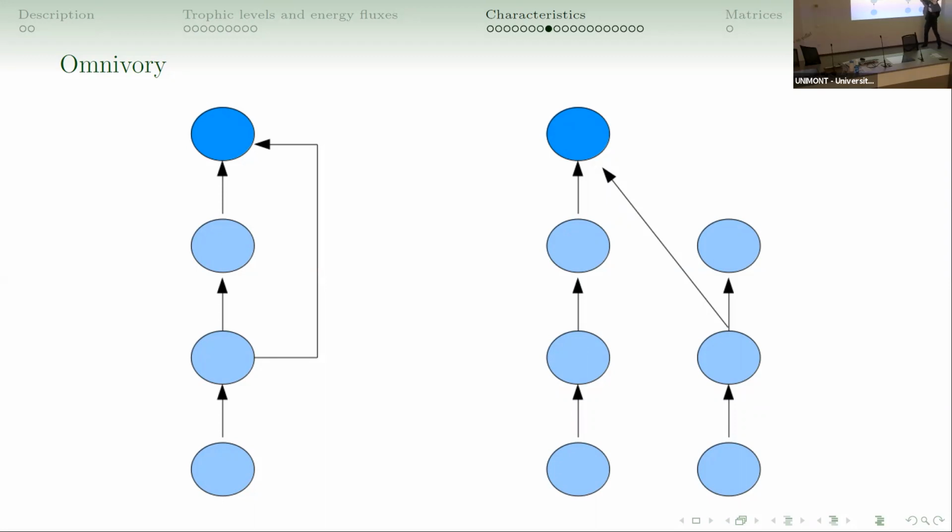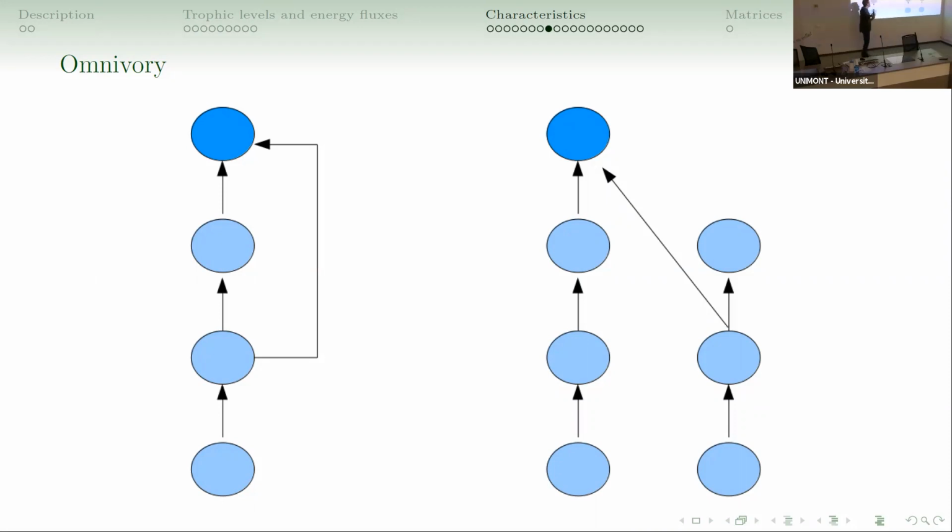So it predates on species of different trophic levels, trophic positions, right? So they would be omnivore. Both would be omnivore species. But there's only one closed omnivore link, which is this one.